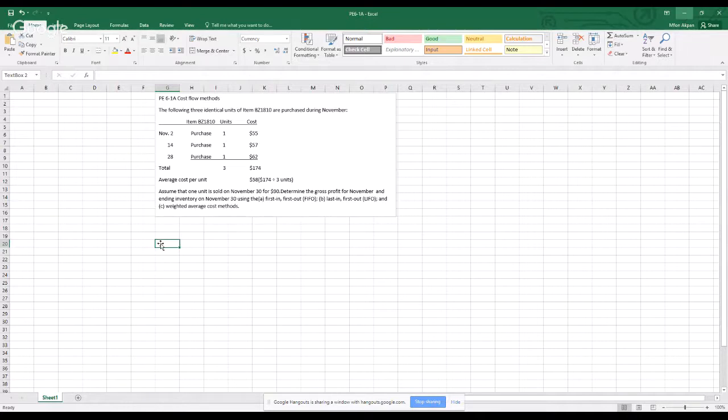Determine the gross profit for November and ending inventory on November 30th using the first in, first out FIFO, last in, first out LIFO, and weighted average cost method.